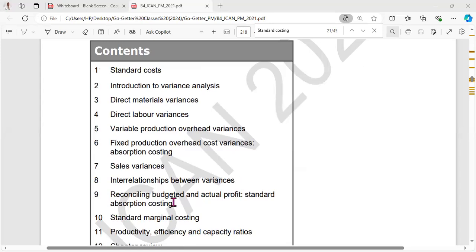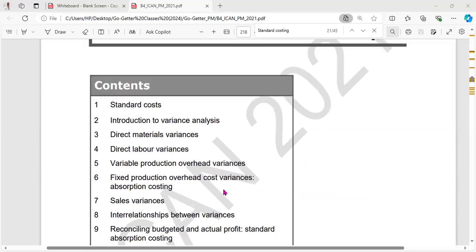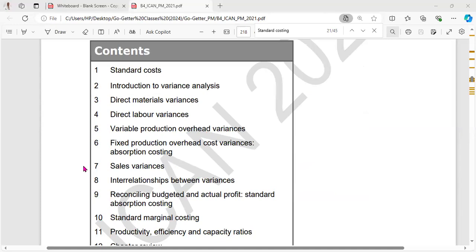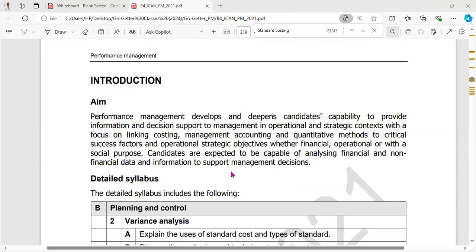Then we'll look at reconciling budgeted and actual profits using the standard absorption costing. Then we'll look at the standard marginal costing, then productivity, efficiency, and capacity ratios. We hope we are going to take all of these. Otherwise, we'll break them down in segments for better understanding because this topic is a very important topic in your learning. Now, let's start.